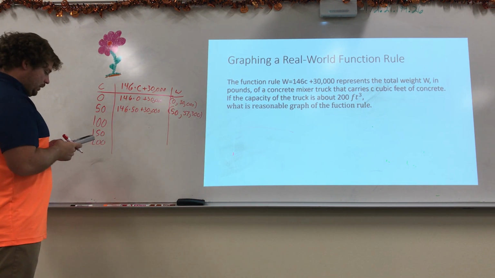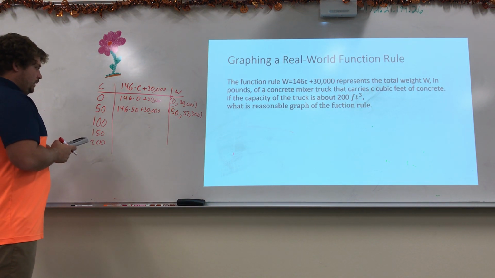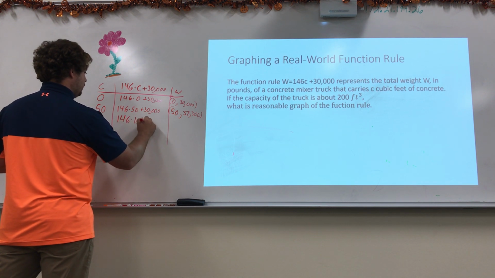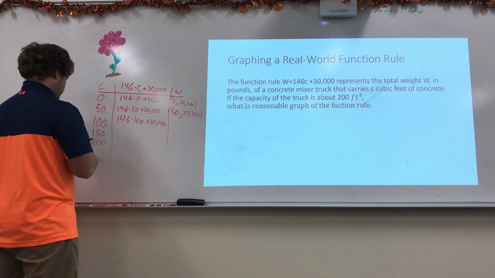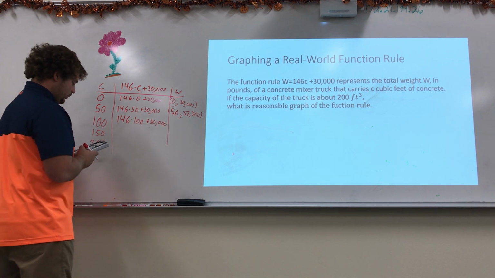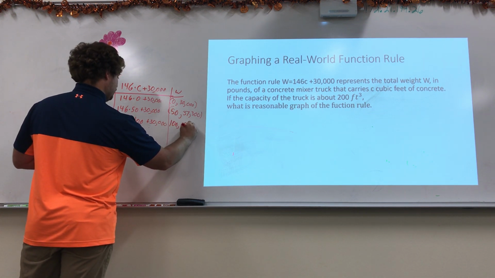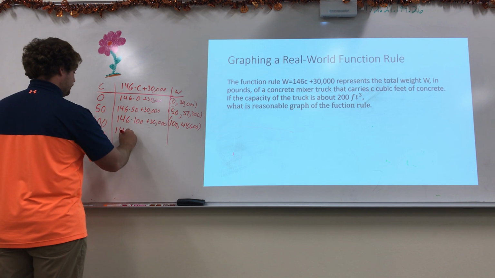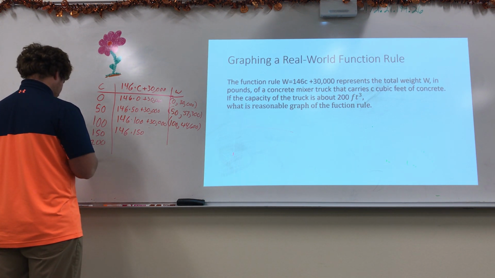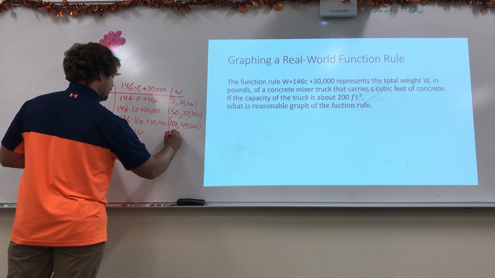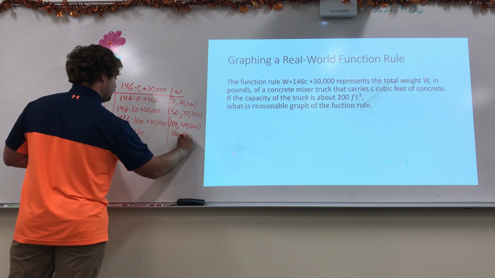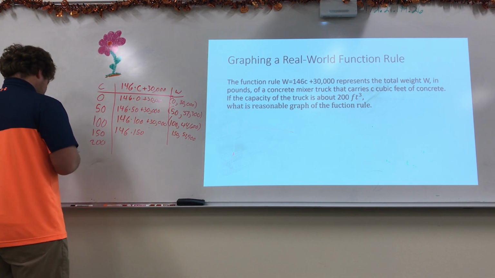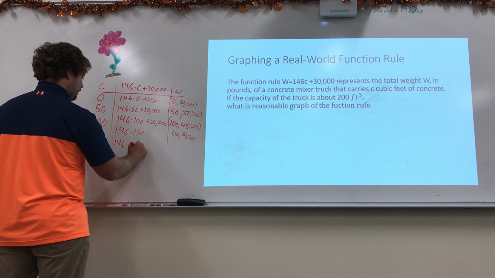Alright. Take 146 times 100, plus your 30,000, equals... okay, you can also take 146 times 150, and you're going to get 51,900, so my ordered pair would be 150, 51,900. Alright, we can take 146 times 200.